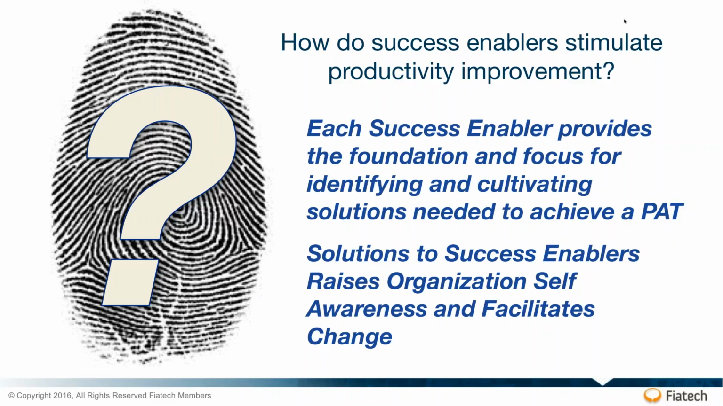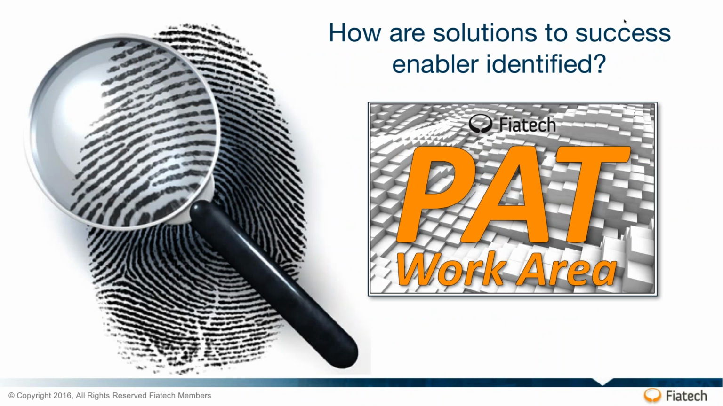We really want to use the success enablers as the foundation and focus for lining up the solutions and cultivating the discussion of what we know and what we don't know about how to achieve something. So the real first step is to get your expertise and take a look at those success enablers and make sure we've got the right things on the table. And then organizations can begin to self-assess against those and say, do I have that? If not, how do I go ahead and achieve it?